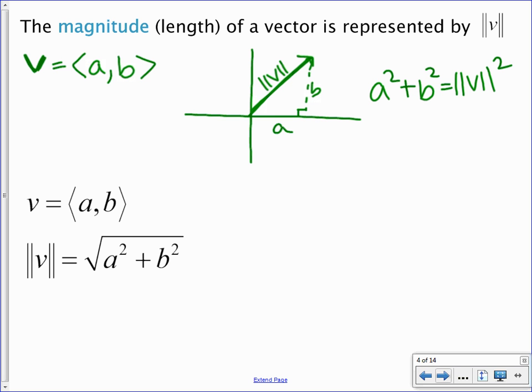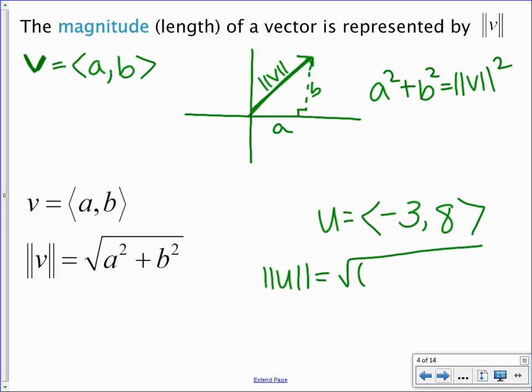So on our last slide, we had vector u was -3, 8, correct? If I want the magnitude of vector u, which is -3, 8, we'll take the square root of the x component squared plus the y component squared. What is our magnitude?